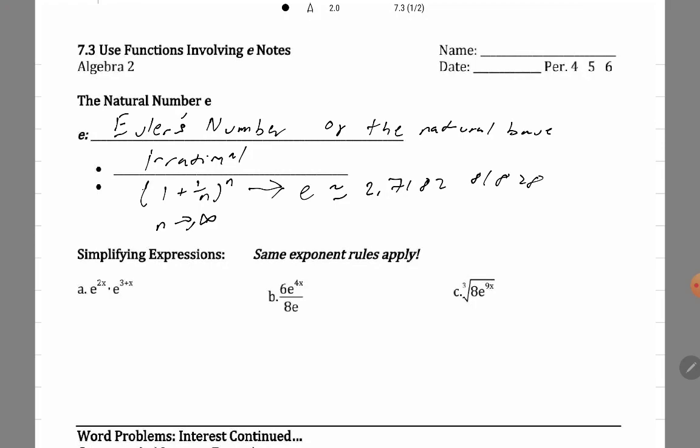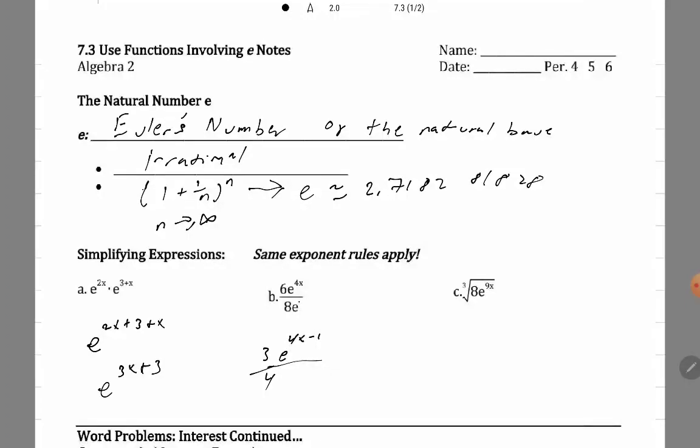Whenever you run this into an equation, just think of e as x. It's the same thing. If we're multiplying two numbers of the same base, we just add the exponents, right? So this would be e to the 2x plus 3 plus x, so e to the 3x plus 3. If we're dividing, we subtract. So 6 over 8 becomes 3 over 4, and then this is e to the 4x minus 1.